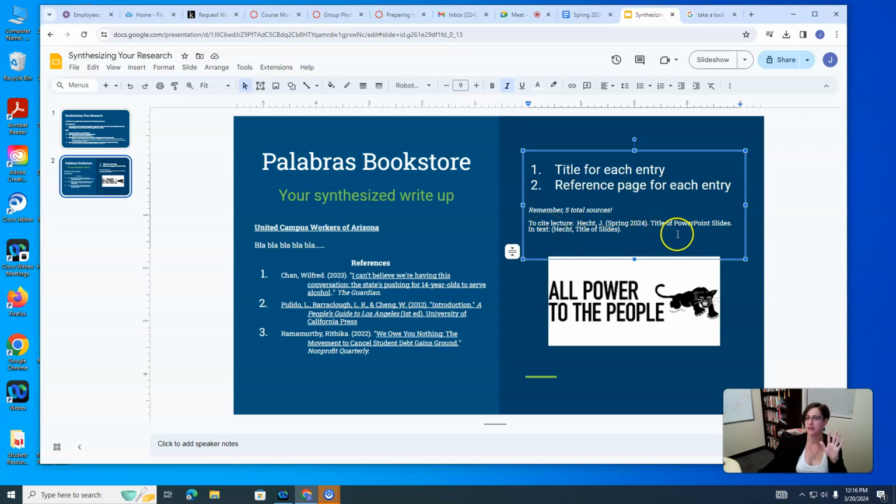this is how to cite the lectures. So if you want to do a lecture for the reference page, this is the one. And if you want to do an in-text citation, this is what that would look like. Okay. And then this is what your write-ups would look like.